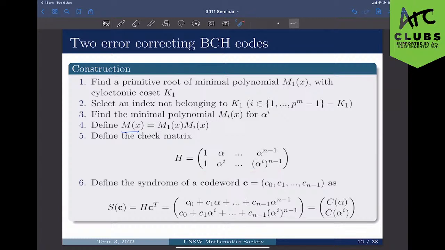And now since our check matrix H has two rows, the syndrome of the code word is also going to have two rows. So we're going to end up with the code word polynomial evaluated at alpha and evaluated at alpha to the power of i.